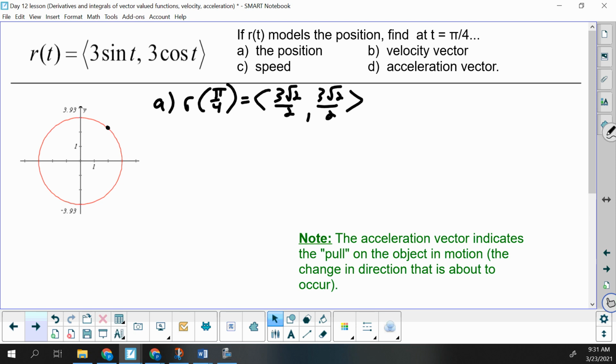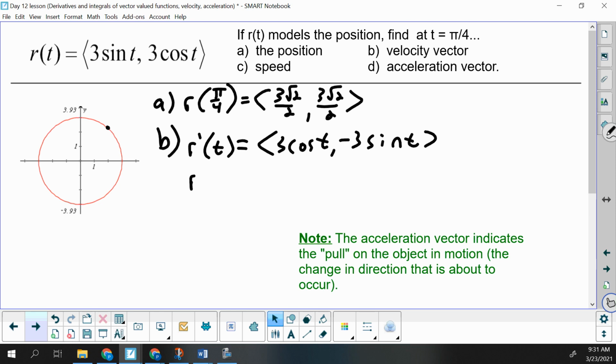Part B, we want our velocity vector at pi over 4. First let's find our velocity vector valued function. Derivative of sine is cos, and derivative of cos is negative sine. Then we do this at pi over 4. We've still got square root of 2 over 2, so this is going to be 3 square root of 2 over 2 again, and this will be minus 3 square root of 2 over 2.